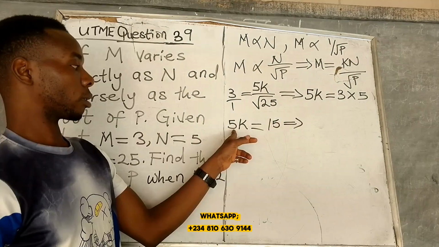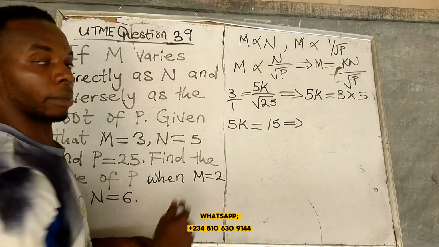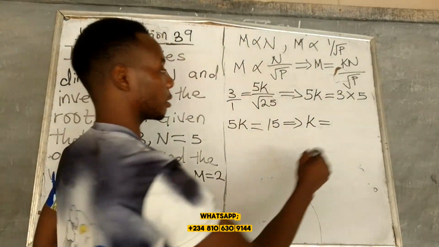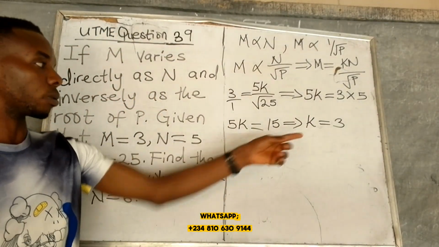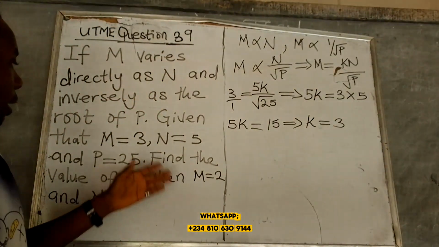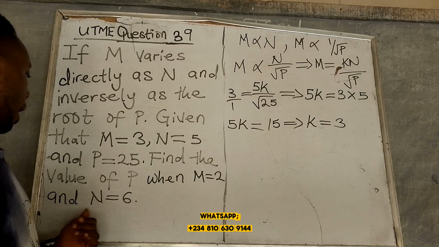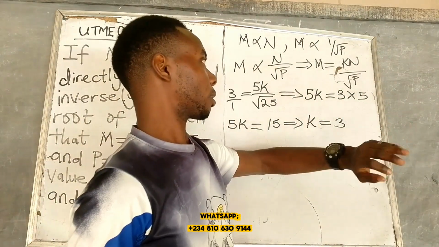So we divide both sides by the coefficient of the unknown, which is 5. Then 5k divided by 5 will give us only k, which is equal to 15 divided by 5, which is 3. So the constant in this question is equal to 3. And the next thing they say, you should find the value of p when m is equal to 2 and n is equal to 6.